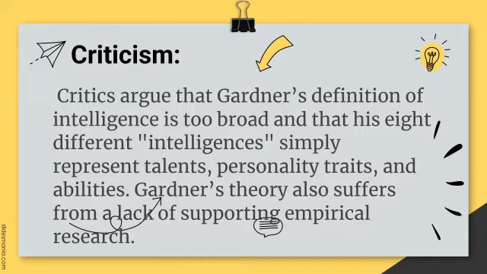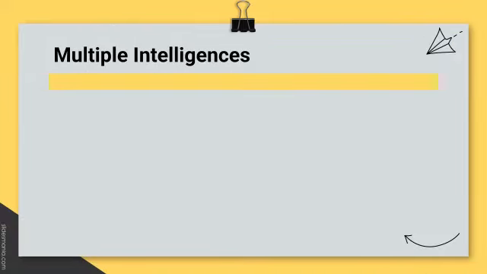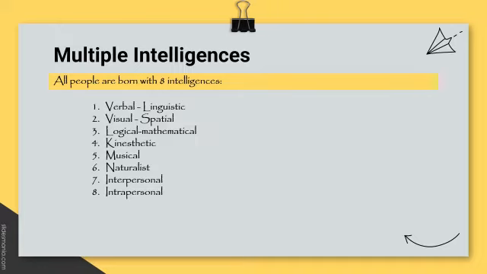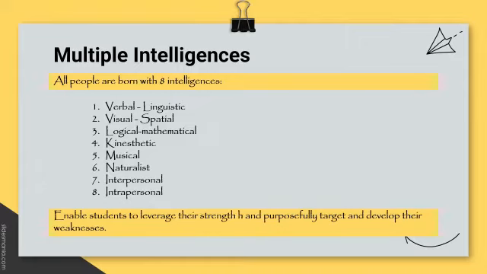Learning more about the multiple intelligences can help you better understand your own strengths. And to learn more about the major characteristics of each type of intelligence, and if you still aren't sure which type describes you best, this can help you figure it out. Gardner's theory holds that all people are born with these eight intelligences: verbal linguistic, visual spatial, logical mathematical, kinesthetic, musical, naturalist, interpersonal. This enables students to leverage their strengths and purposely target and develop their weaknesses.